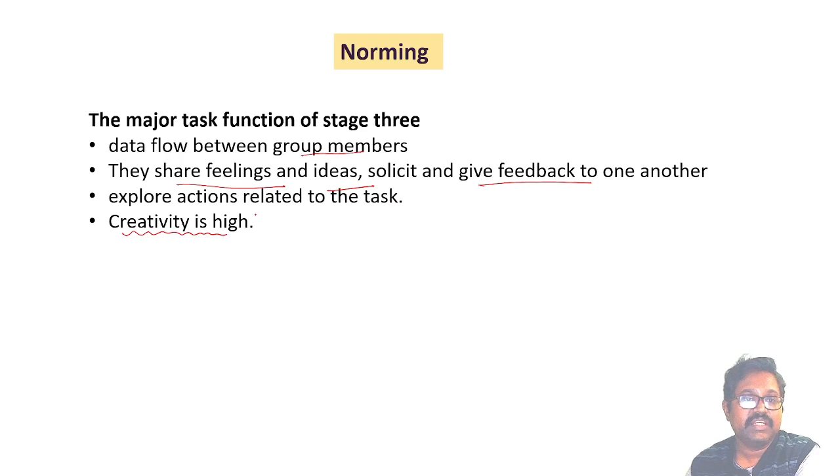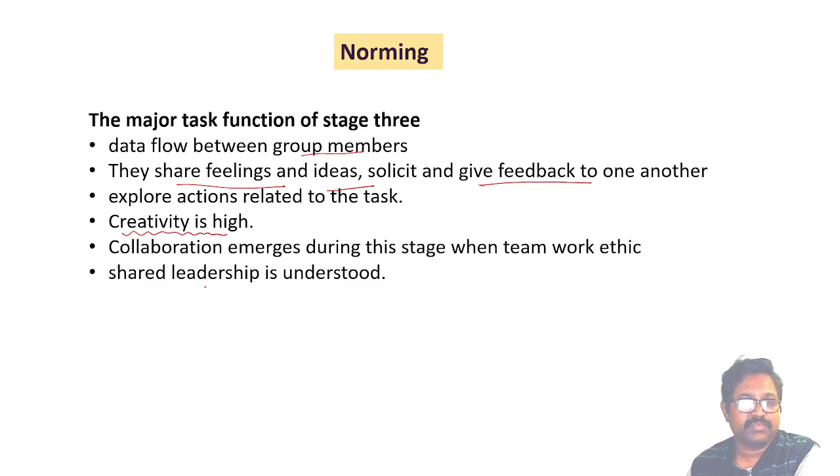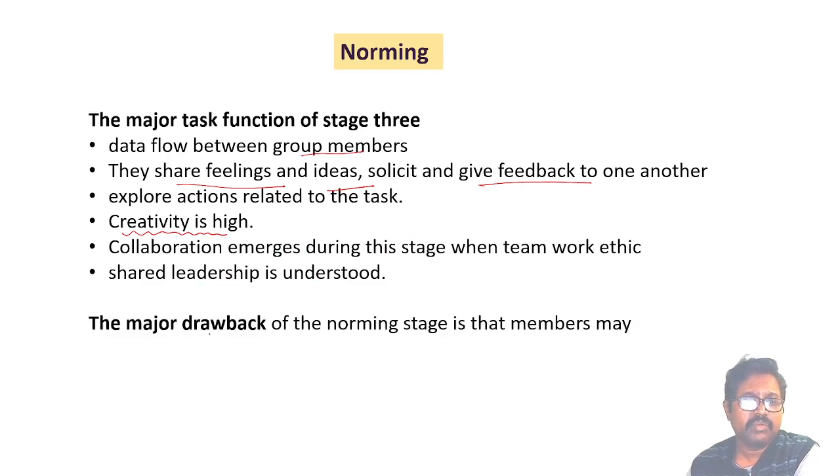So individually they'll try to contribute so that the team is going to grow. Collaboration will emerge from the norming stage, and the team will work ethically, and they try to understand the shared leadership responsibilities. So what will be the major drawback of this stage?